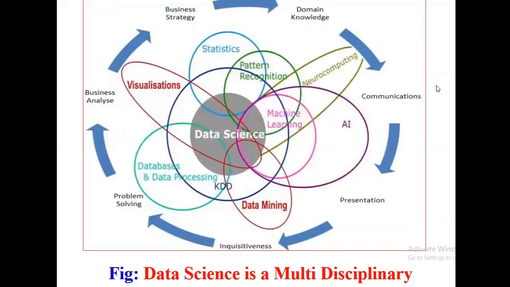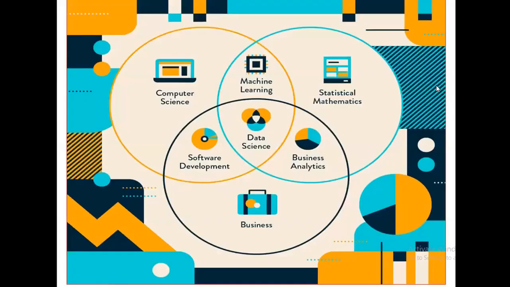Data science is a multidisciplinary subject. See how many subjects are incorporated in this one: statistics, pattern recognition, machine learning, data mining, databases, data processing, visualization. So these are all the subjects integrated.